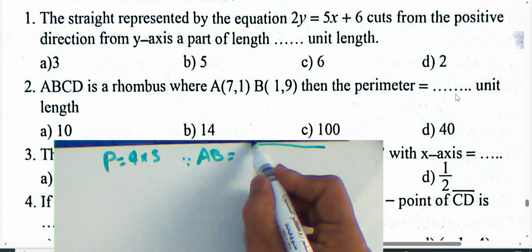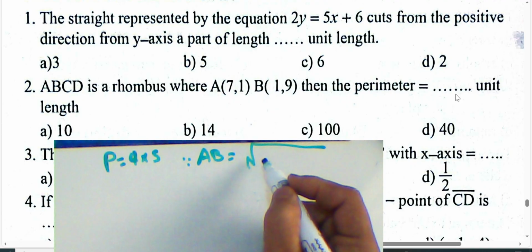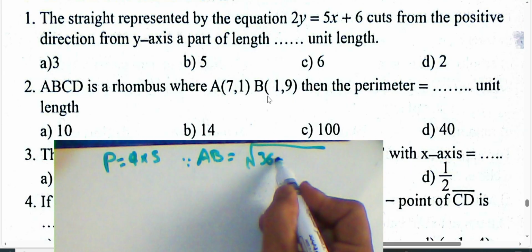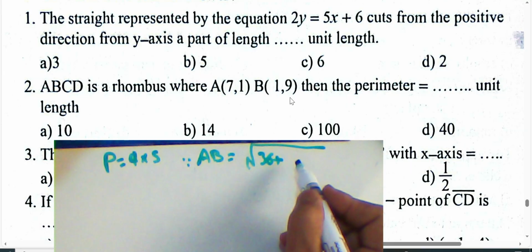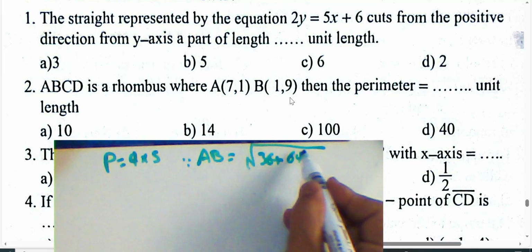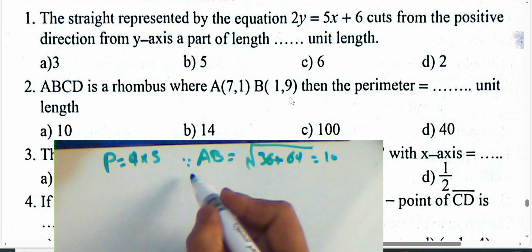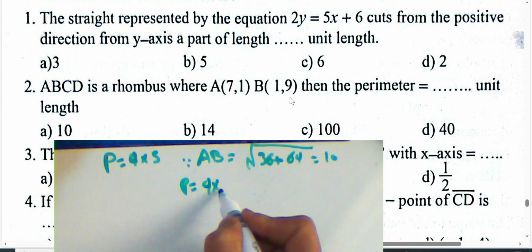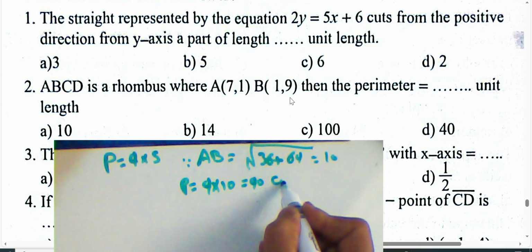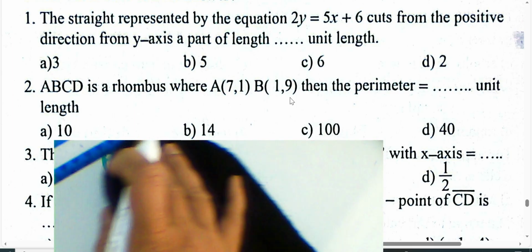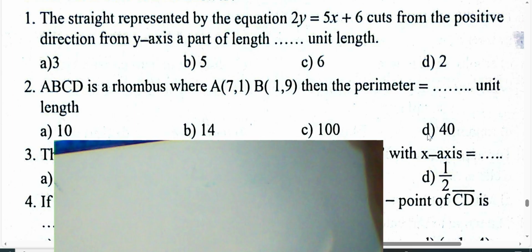Then AB we can find by the square root of (x2 minus x1) to the power 2 plus (y2 minus y1) to the power 2. 7 minus 1 is 6, 6 to the power 2 is 36. And 1 minus 9 is negative 8, to the power 2 equals 64. Added together they equal 100. Square root of 100 equals 10. Then the perimeter equals 4 multiplied by 10 equals 40 centimeters, or 40 length units. Choose letter D.